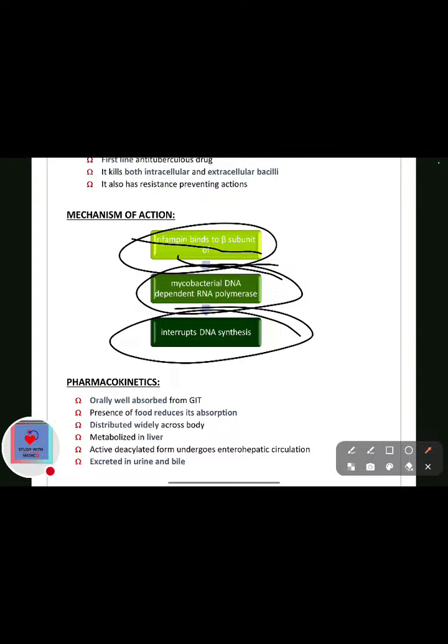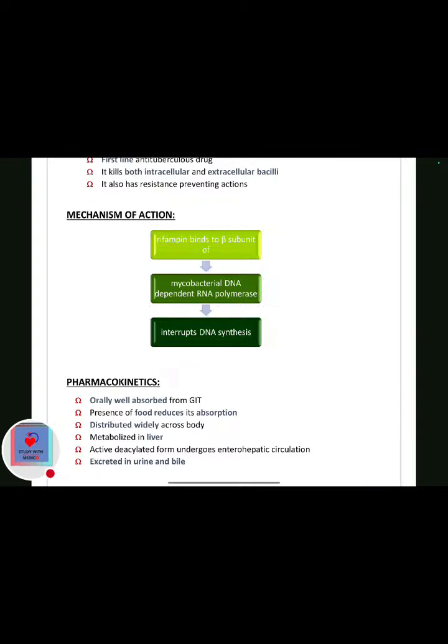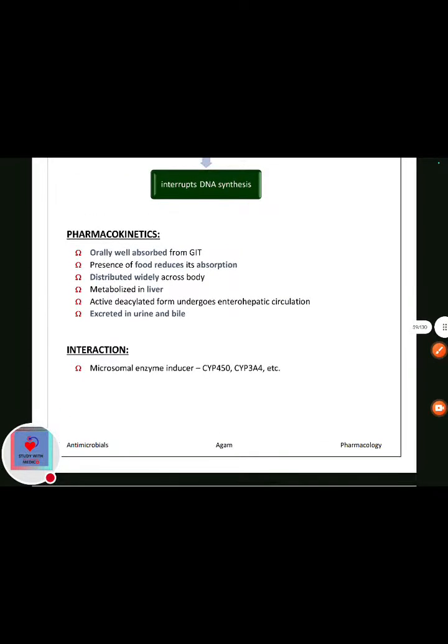What it does is actually bind to the RNA polymerase enzyme and interrupt the DNA synthesis. Rifampicin binds to the beta subunit of mycobacterial DNA dependent RNA polymerase.